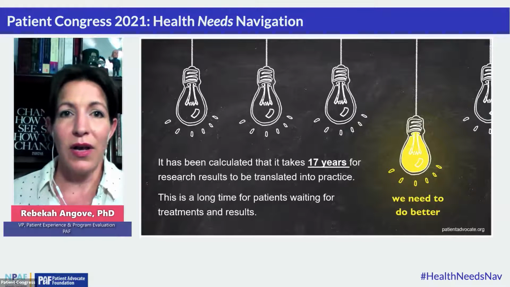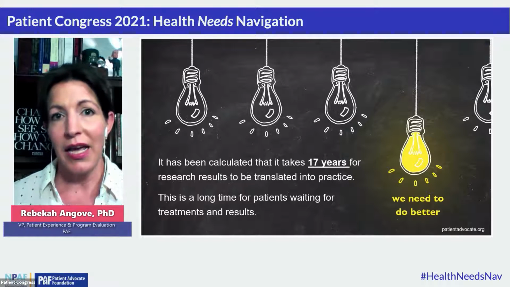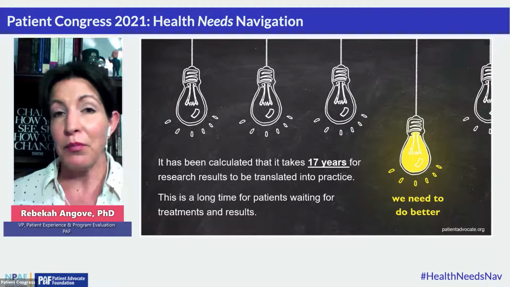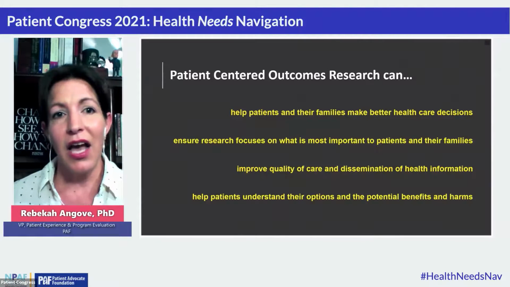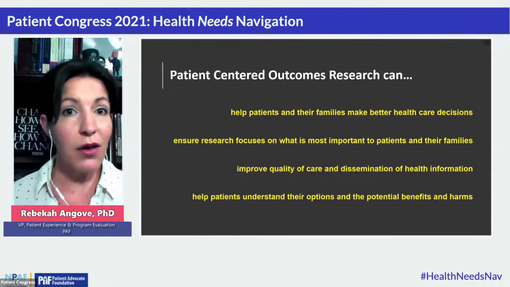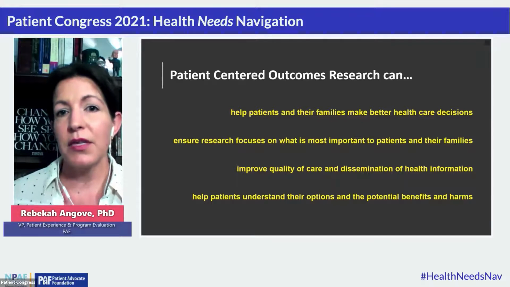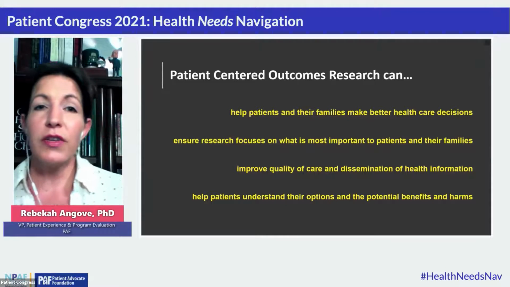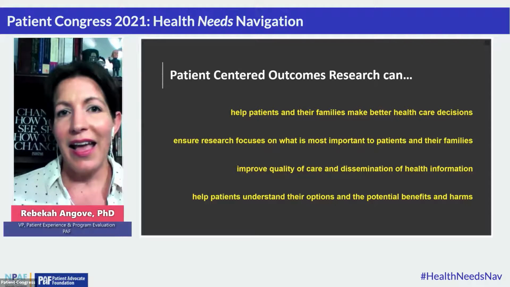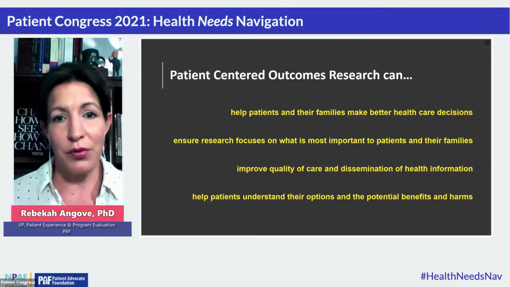One of the ways that was thought up to shorten this time from results to translation, and get treatments to patients that are both quicker but also more relevant to patients' needs, is what is called patient-centered outcomes research. You'll hear this called PCOR. The focus of this research is to help patients and families make better healthcare decisions, to ensure research focuses on what is most important to patients and their families. So not just what a researcher has spent his or her career on, not just what a researcher thinks is important, but what patients really feel is important.